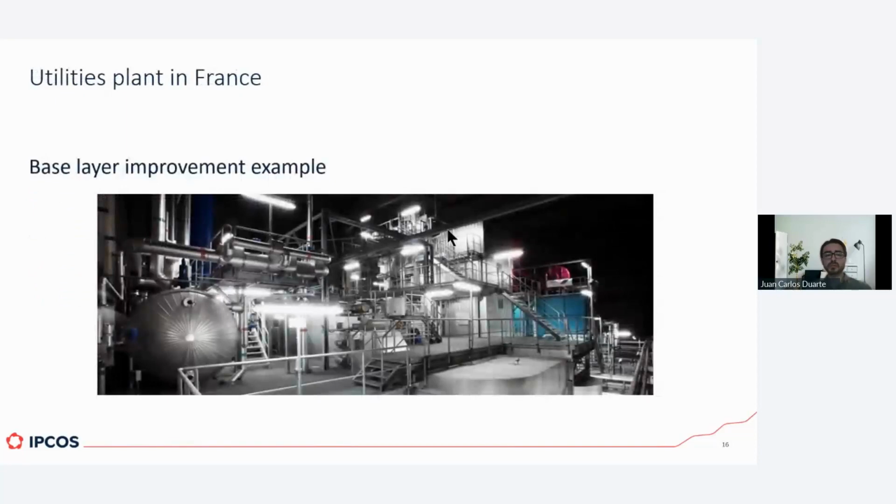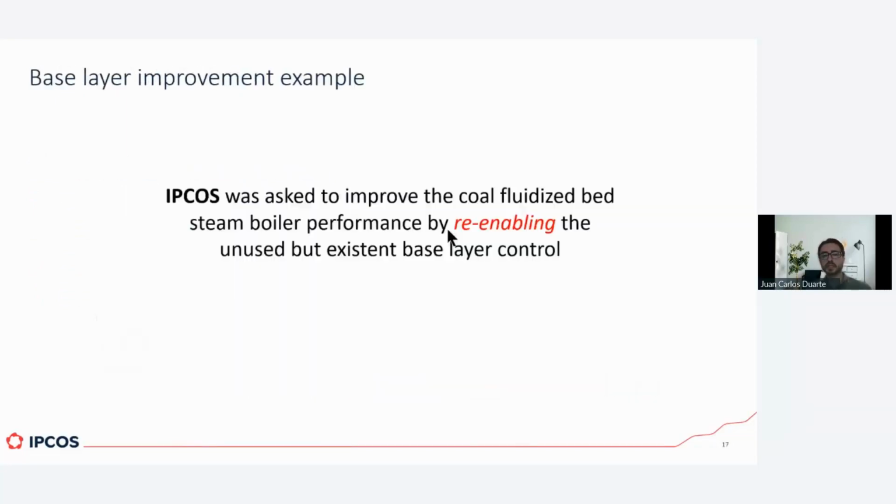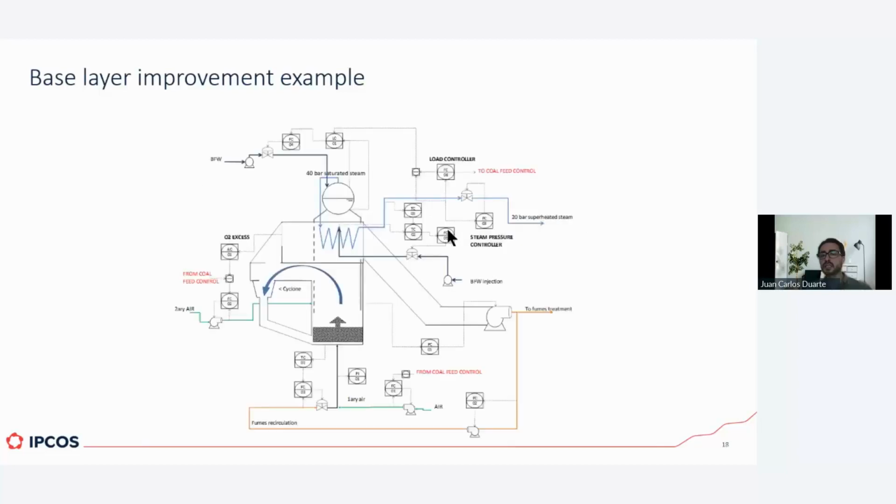So this example was a utilities plant in France. We were asked to improve it. It was a bit of a complicated one, a coal fluidized bed steam boiler. It was not your typical natural gas boiler, or any other kind of easier fuel. This was a coal fluidized one. So we had to re-enable the unused, but in that case, existing base layer control. So many things had to be done.